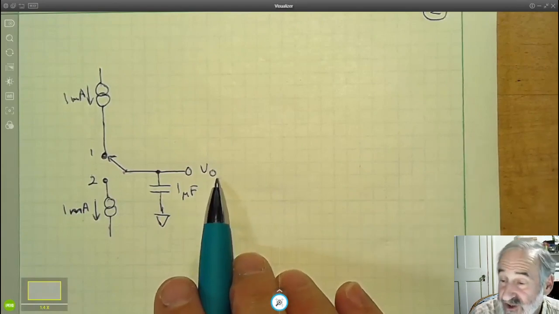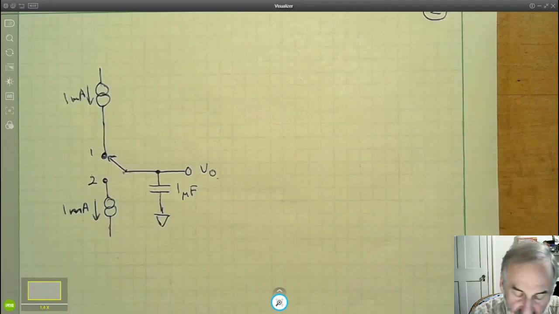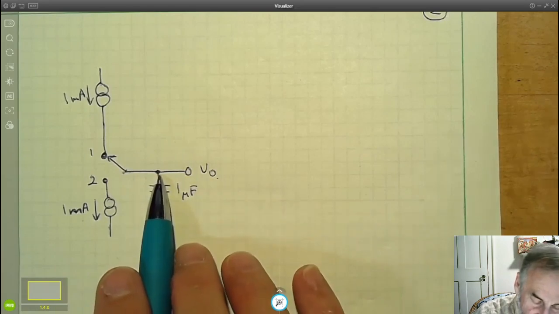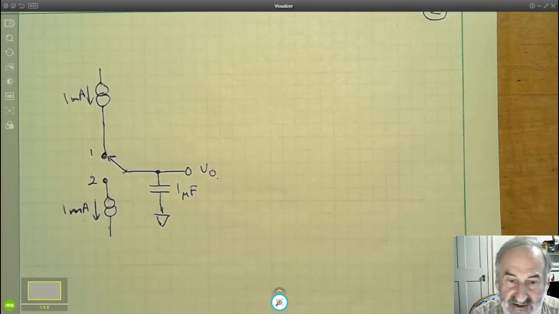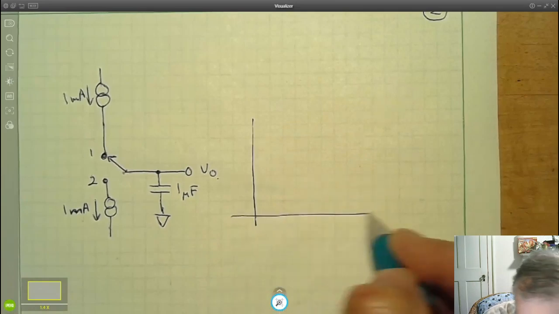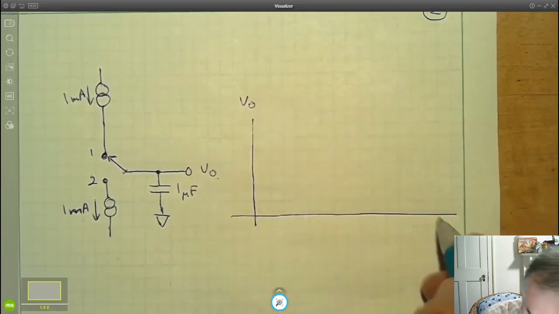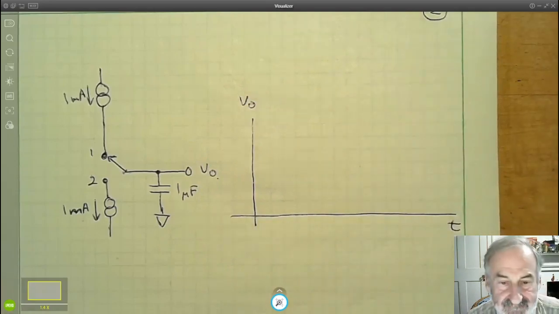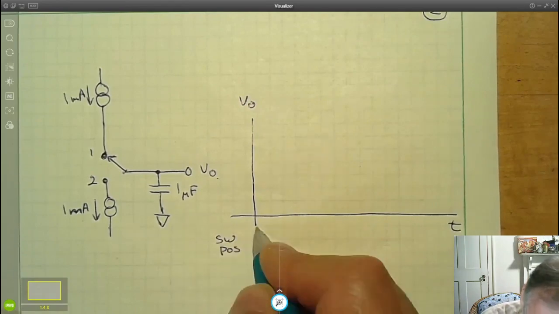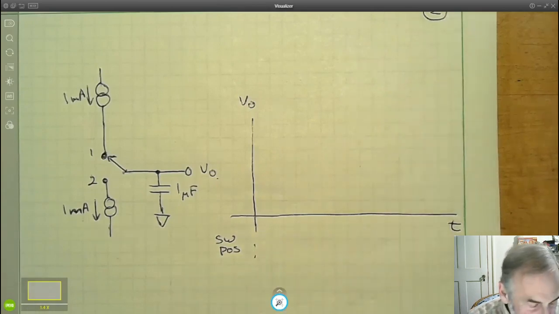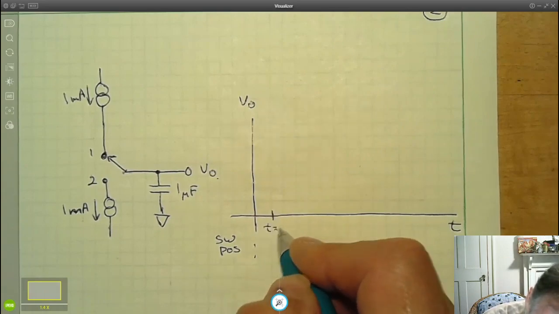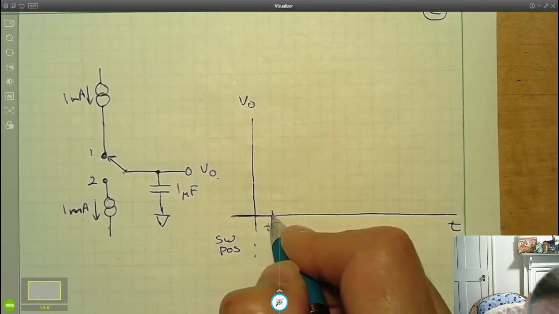V out we're measuring with a perfect multimeter, so no current flows out of V out. So any current that flows in this circuit has to flow either into the capacitor or out of the capacitor. And what I want to do is graph V out over time. The other thing I'm going to graph down here is the switch position. And let's assume that at time t equals 0, the capacitor voltage is 0.